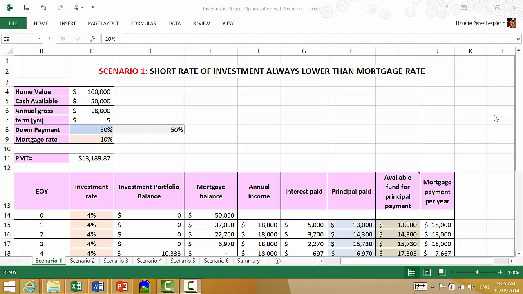So in here, I'm going to demonstrate an example of scenario 1 where the short rate of investment is always lower than the mortgage rate. In here, we have the home value, cash available, annual gross, and terms in years, which will be constant in all the different scenarios. And in here, the down payment will always be lower than the cash available.